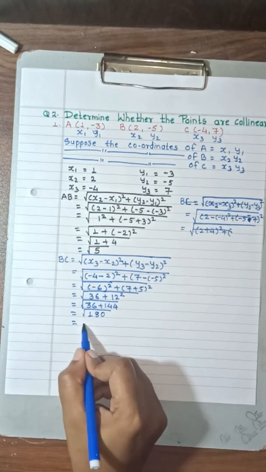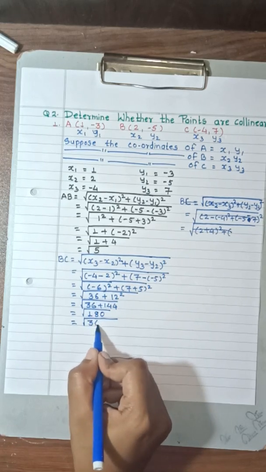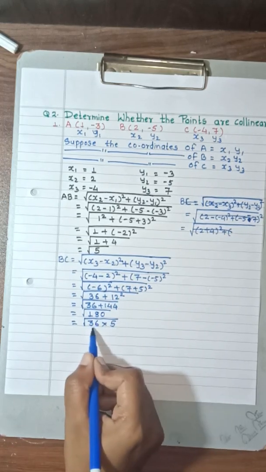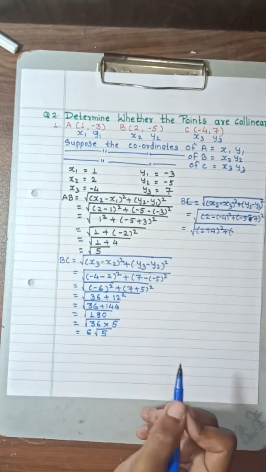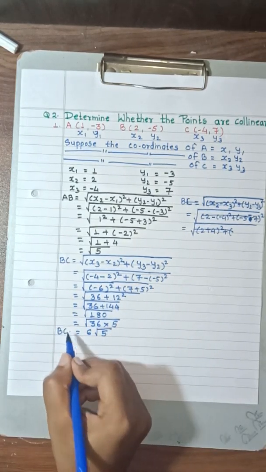Now this 180 can be written as 36 into 5. Now 36 is square of 6, so 6 under root of 5. This is the value of BC.